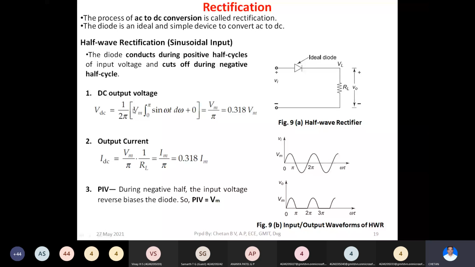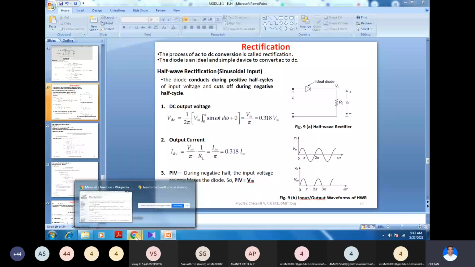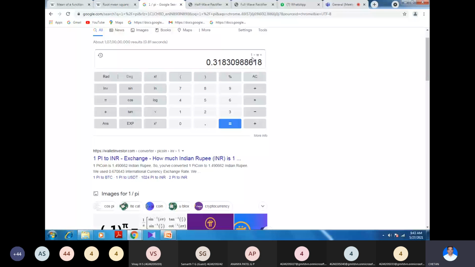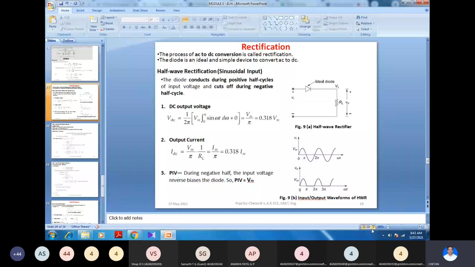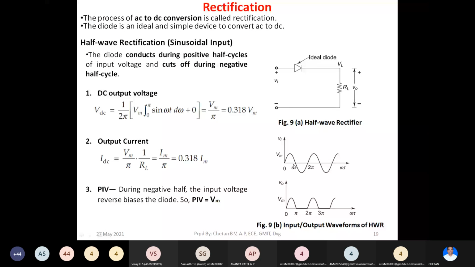Therefore your DC output voltage, or output voltage of your rectifier, or average DC voltage, you can find it as Vm by pi. Approximately 1 by pi would be equal to 0.318. That also I have calculated here. If you perform 1 by pi, you will get approximately 0.318. Therefore, you can approximate this as 0.318 of Vm. What is Vm? Vm is again the peak value of the input. The same value is maintained at the output as you have assumed an ideal diode, right?